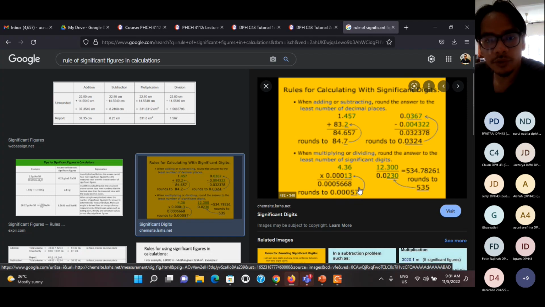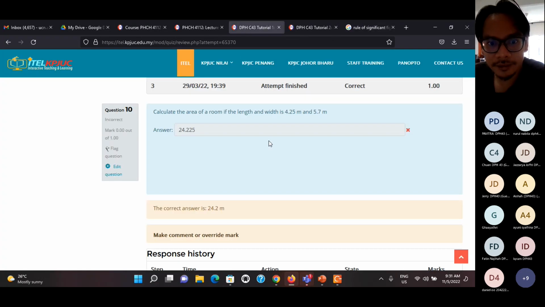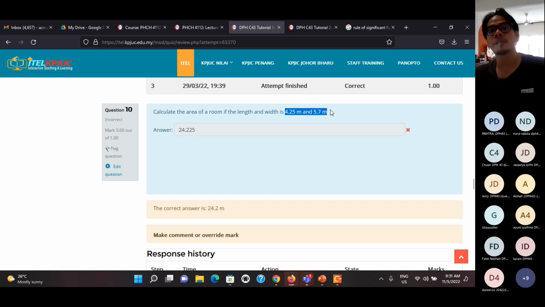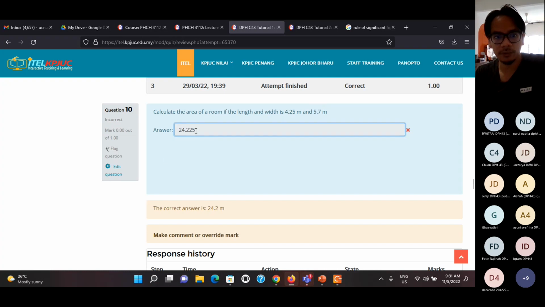Okay, the same goes for bahagi also. So that's why dalam soalan ni, kat sini saya silap lah. Okay, so ada 2 data, 4.25 dan juga 5.7. So the least significant figures adalah 2. So your final answer should be in 2 significant figures. So kalau kamu darab 4.25 dan juga 5.7, kamu akan dapat this value here, 24.225.